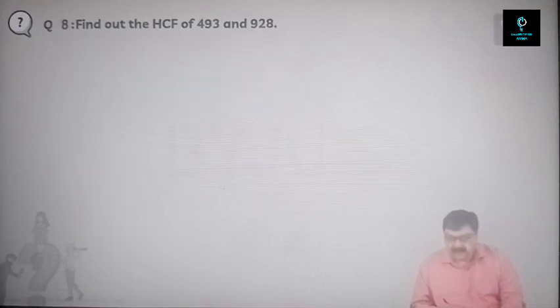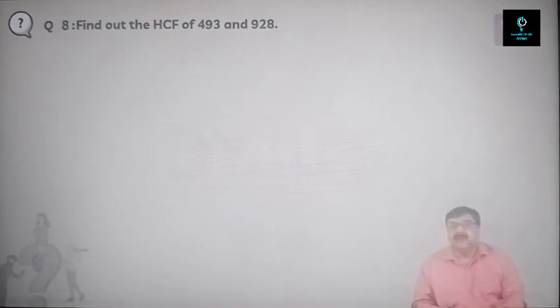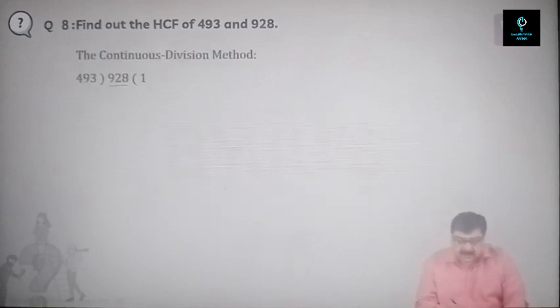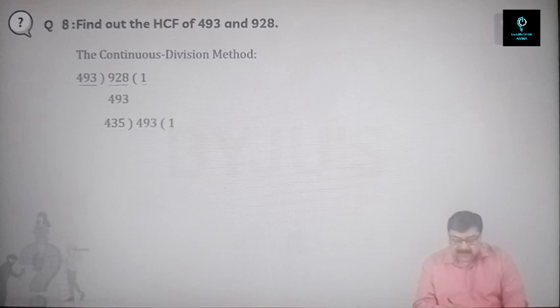Now let us look at another question here, 493 and 928. Now for 493 and 928, the prime factorization is going to be quite hectic. So let us make use of the continuous division method. So 928 gets divided by 493, goes by 1. We get the remainder as 435. Now 493, the previous divisor, becomes the dividend and gets divided by the remainder obtained in the previous division. So 435 divides 493 goes by 1, and we get the remainder as 58.